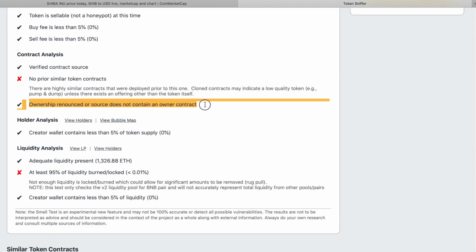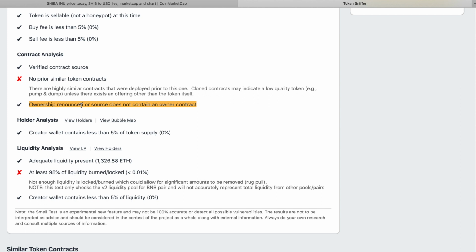Ownership renounced, or source does not contain an owner contract. Now, this is very important when you try to buy a new coin. When ownership is renounced, that means that once you buy this coin, the creator won't be able to change anything about the coin. So for example, let's say they create a coin with 1 billion tokens. If the ownership is renounced, they won't be able to add more coins at any given time. So this coin will have 1 billion tokens forever.